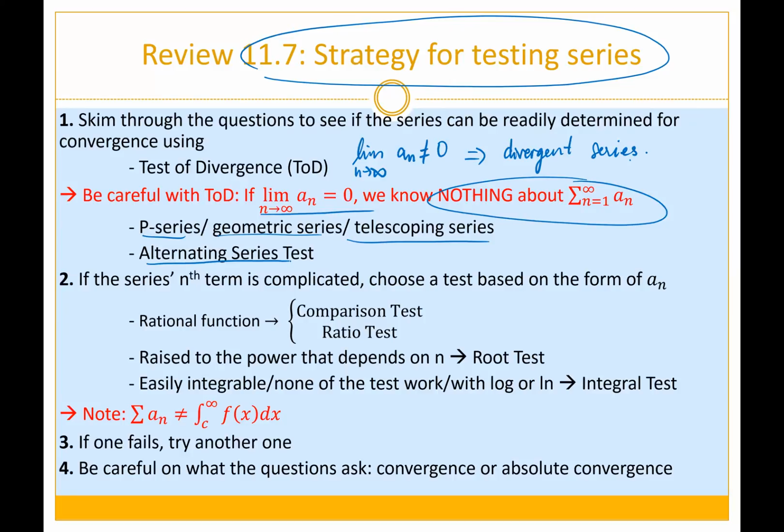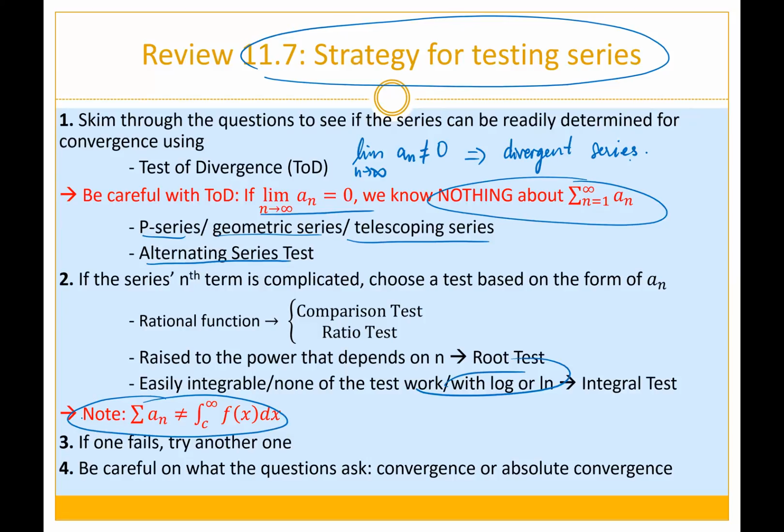If it's easily integrable, or none of the other tests work, the last resort is going to be the integral test, and usually it's related to log and ln, because for these it's really hard to compare with log. So you're going to use the integral test as your last resort. The conditions that we need to satisfy are more complicated, and it usually takes more time to take the integral. Again, in the integral test, notice that the sum of the series is not equal to the integral that you take.